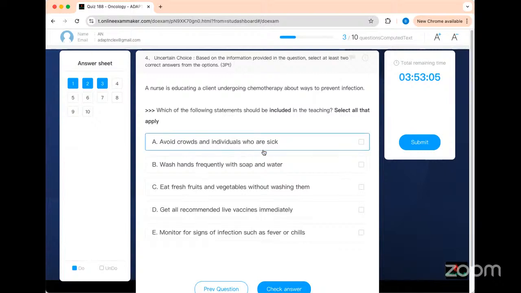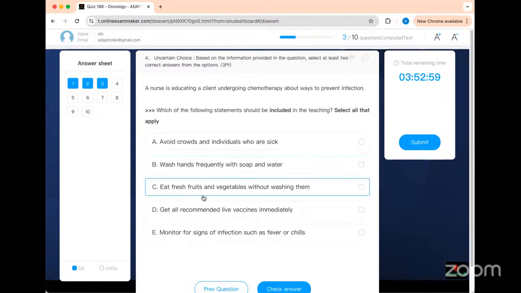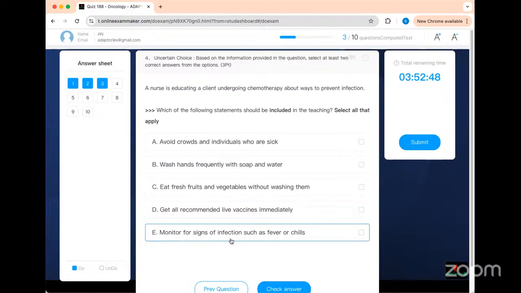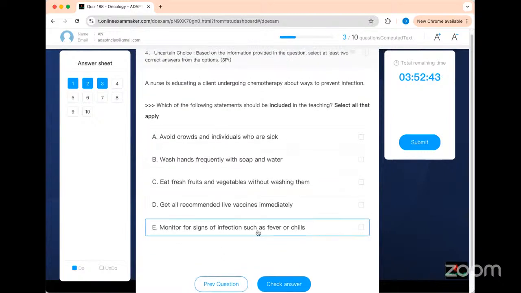Avoid crowds and individuals who are sick. Wash hands frequently with soap and water. Eat fresh vegetables and fruits without washing them. Get all recommended live vaccines immediately. Monitor for signs and symptoms of infection. What do you think? If you are answering this question and you see it, what are you going to select? Avoid crowds, wash your hands, eat fresh fruit and vegetables without washing them, get all recommended vaccination, monitor for signs of infection.